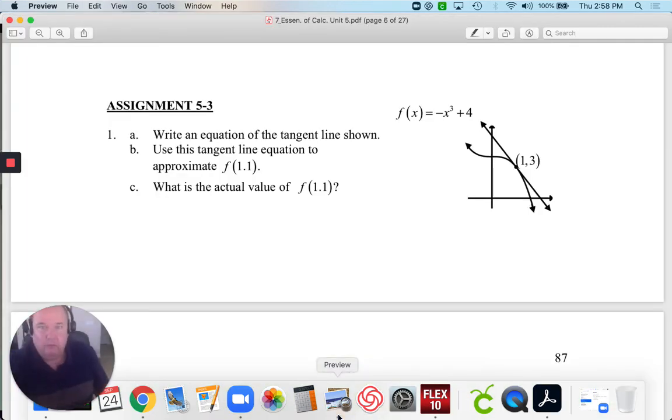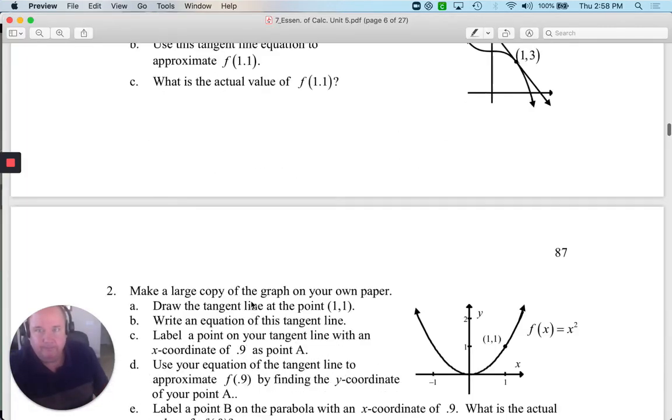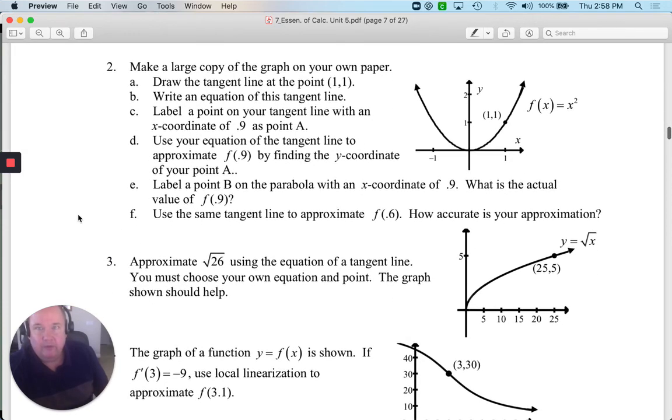In number 2, scroll down, it says, make a large copy of the graph on your own paper. All right. So that's the graph of y equals x squared. A simple parent parabola. And then you have the point 1, 1. And it says, draw the tangent line at 1, 1.